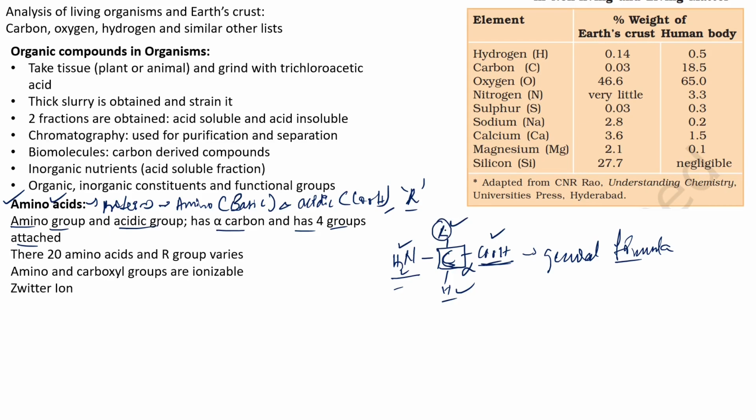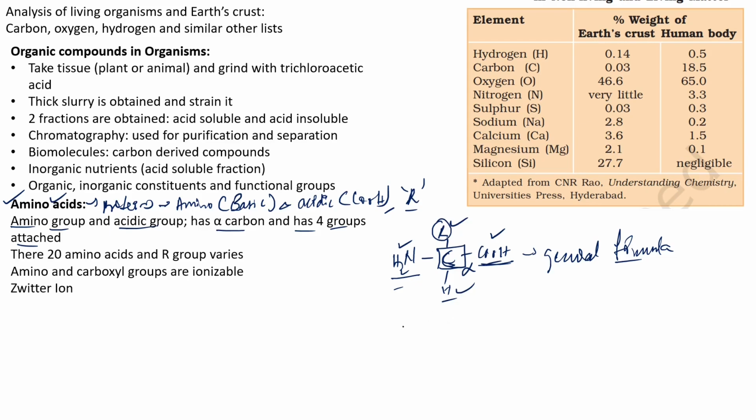Why do we use the alphabet R? R can be any group. It is just an alphabet that we use to indicate the presence of any group over here. Remember this, right? In some cases you find a simple hydrogen.